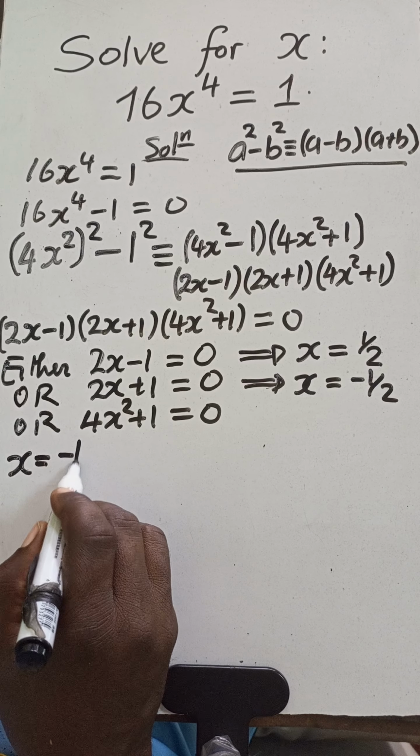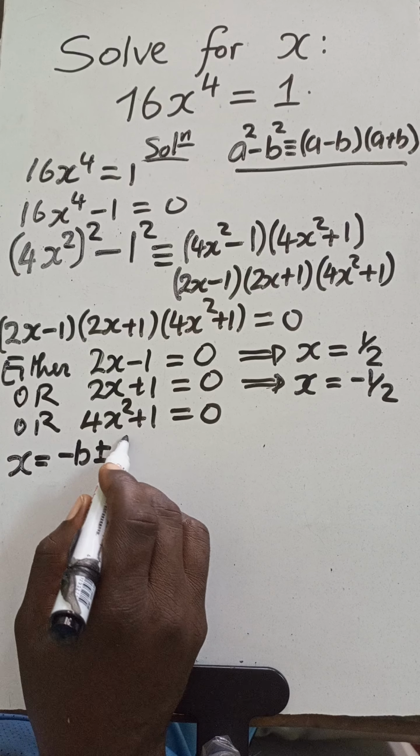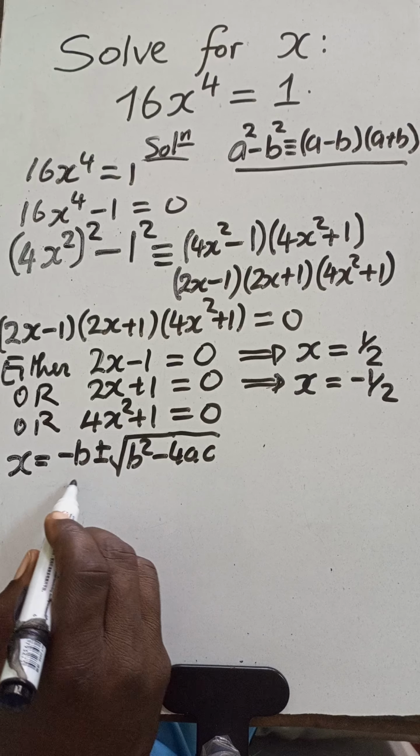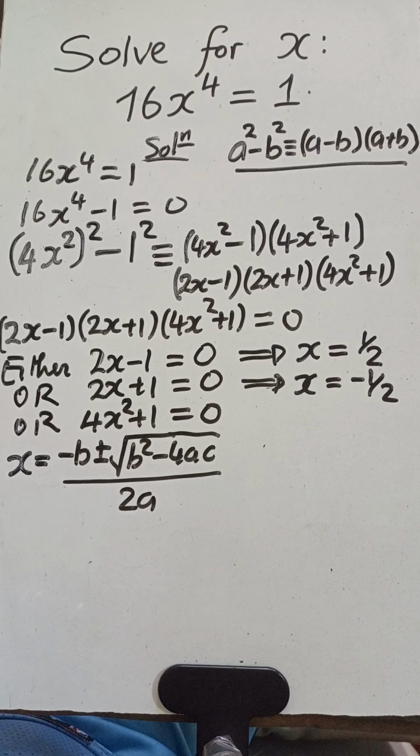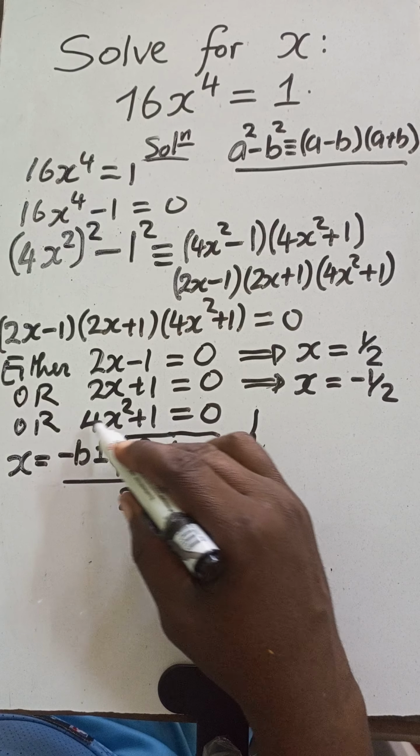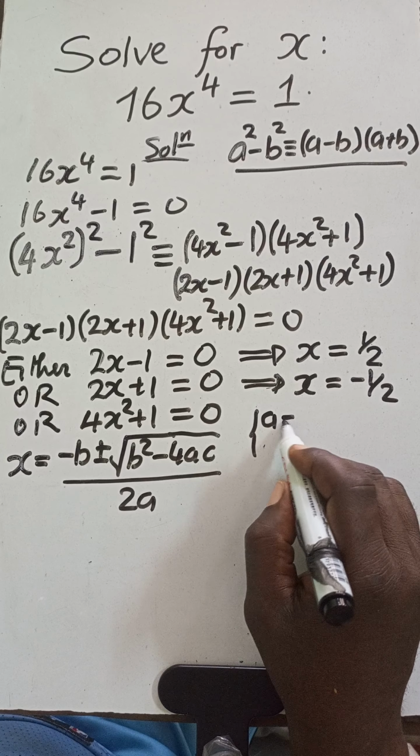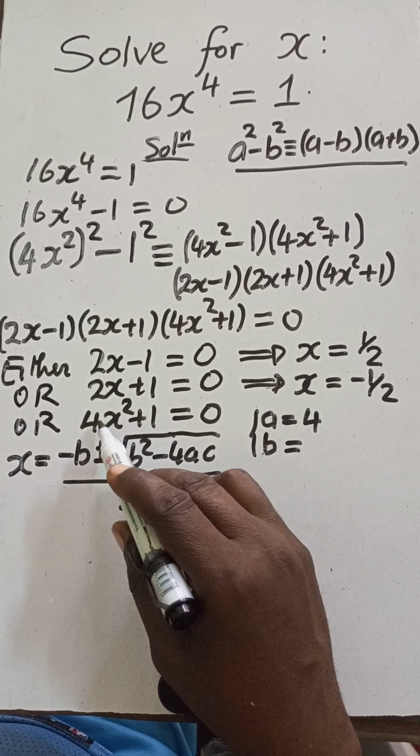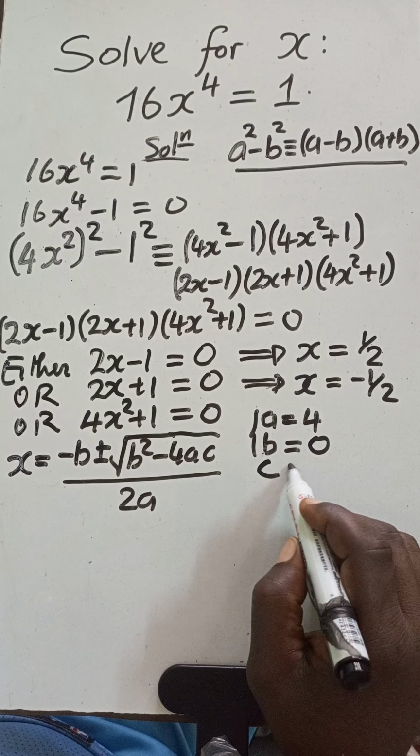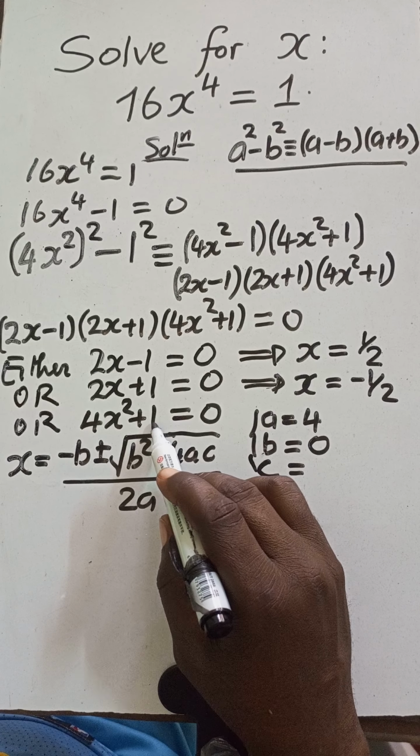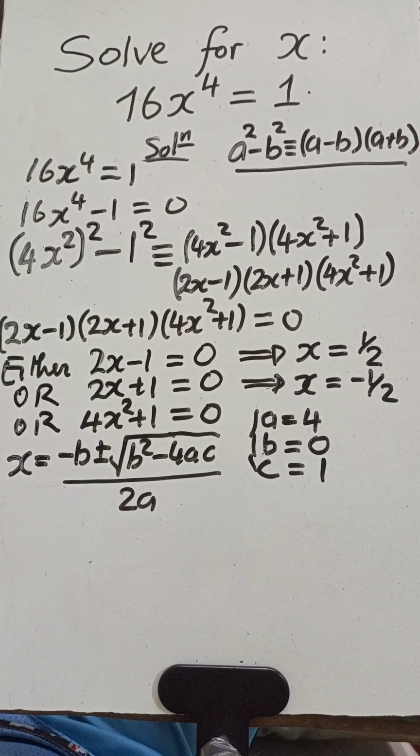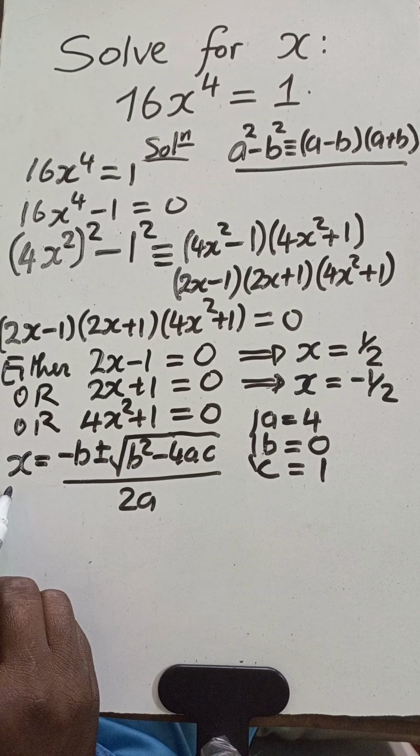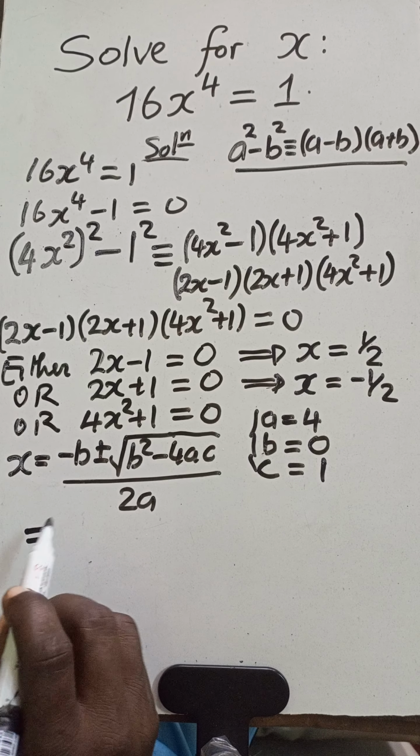x is equal to minus b plus or minus the root of b squared minus 4ac, all over 2a. Remember that when we look here, our a is the coefficient of the x squared term. Our b is the coefficient of the x term. There's no x term there, so b is 0. And our c is the constant, the term that does not carry the variable x. So our c is 1. So we take these values and put them in the formula to get the remaining two values of x. So let's go ahead and do that.